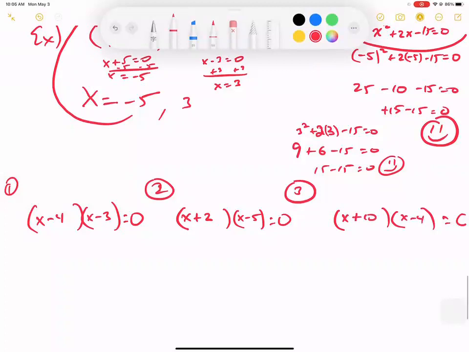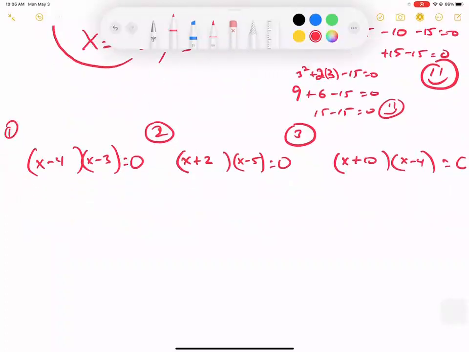Okay? So can you tell me, just by looking at these numbers, what numbers would solve the first, second, and third question? X is equal to, x is equal to, x is equal to, and go ahead and give me my 2 answers that would work here. Let's see if you guys can do it. I'm gonna give you guys 30 seconds. That's it, 30 seconds. See if you guys can figure out what numbers will work.